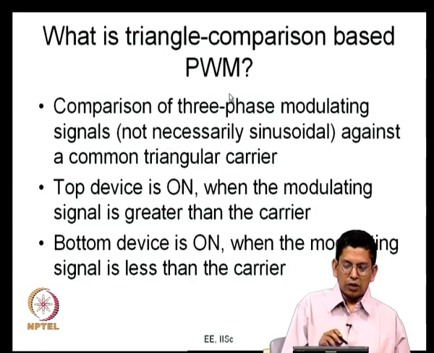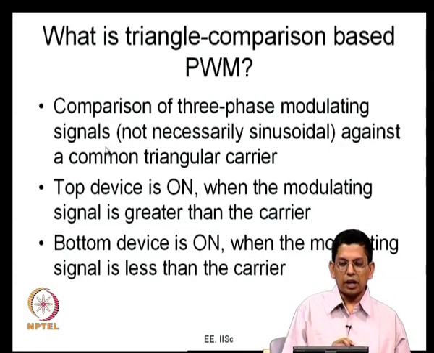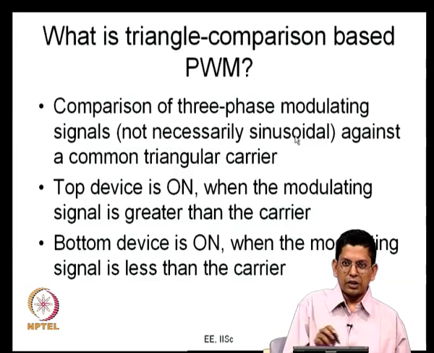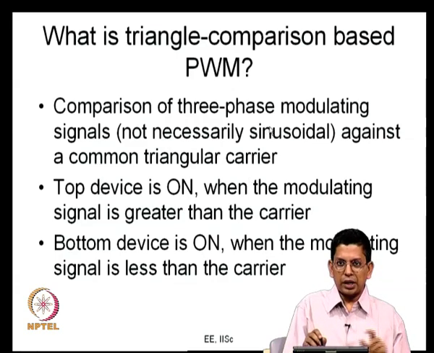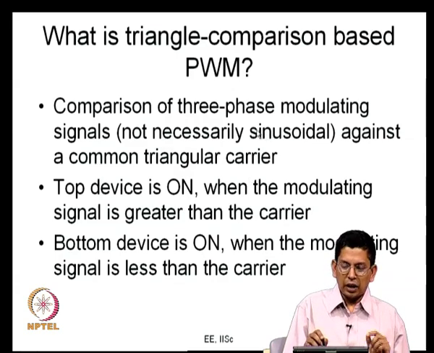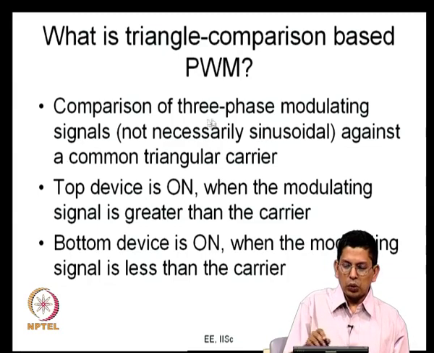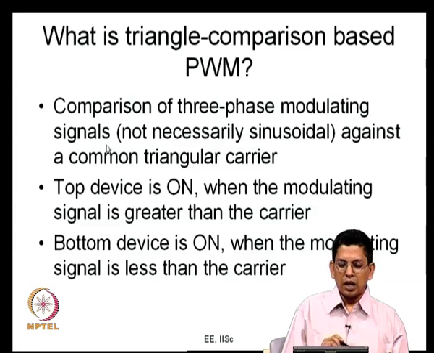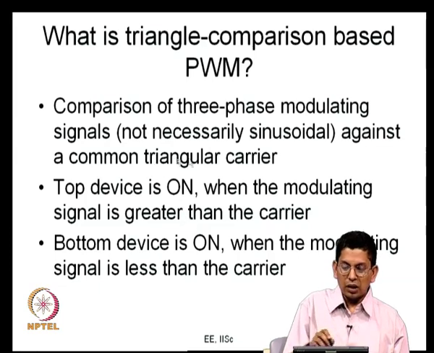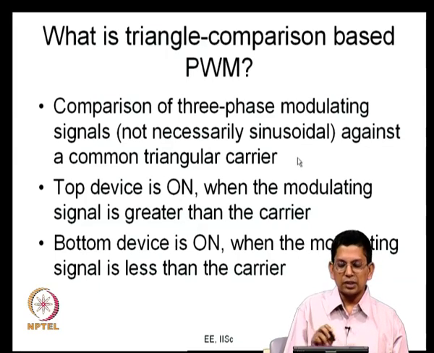This method involves comparison of 3 phase modulating signals. You have a particular modulating signal for a particular phase, which may be shifted by 120 degrees to get the modulating signal for the next phase and yet another 120 degrees to get the signal for the third phase. These 3 phase modulating signals could be sine, which is what is most commonly used, but not necessarily so. It could be something else other than sine also.